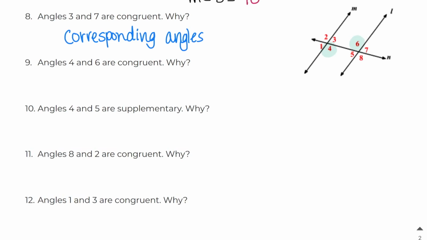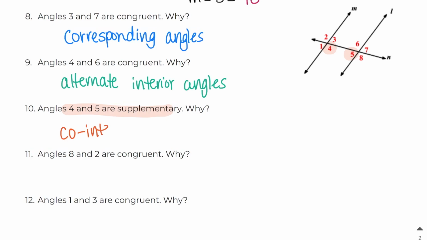Why are they congruent to each other? Because these ones are on opposite sides of the transversal and they're inside our parallel lines. So these are alternate interior angles. Next one, angles 4 and 5 are supplementary. Why? So here's angle 4, here's angle 5. Why are these supplementary? They're both interior angles and they're on the same side of the transversal. So this time they are co-interior angles. So that means that they have to add up to 180 degrees.